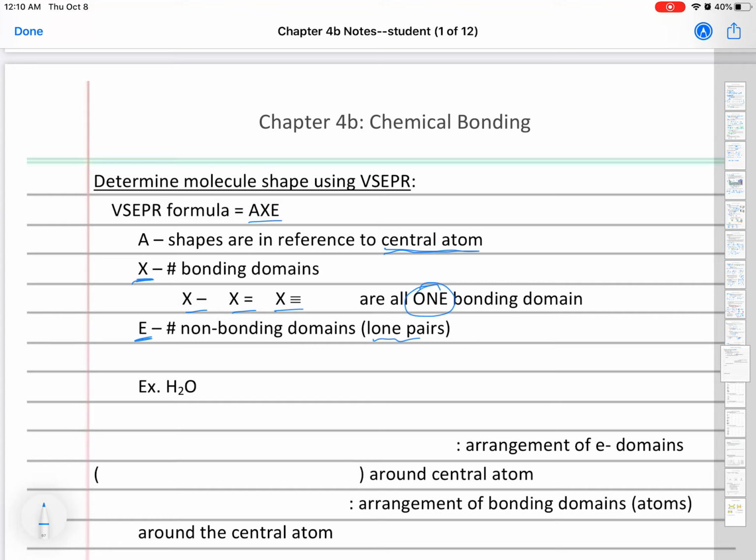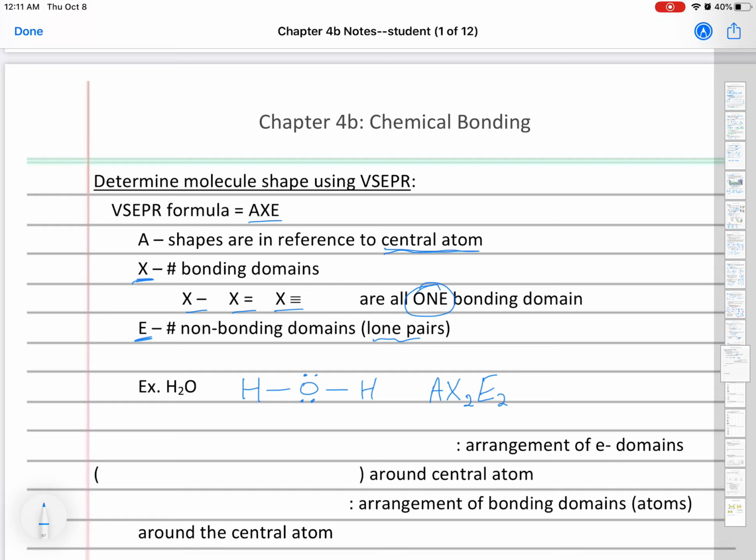So let's work an example. For water, H2O, we draw out the Lewis structure for water. It would look like this. If we were going to write out the VSEPR formula for this, we're looking at the central atom, which is the oxygen. It has 2 bonding domains coming out the right and left sides, and it has 2 lone pairs. So we do AX subscript 2, E subscript 2 would be the VSEPR formula for this.